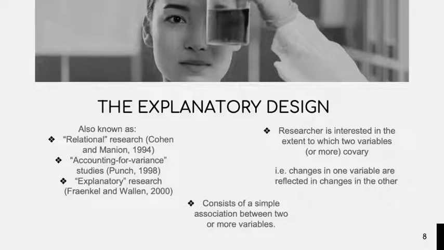So this explanatory research design is a correlational design in which the researcher is interested in the extent to which two or more variables co-vary. That is, where changes in one variable are reflected in changes in the other variable. This design consists of a simple association between two variables, for example, sense of humor and performance in drama, or more than two variables, for example, pressure from friends or feelings of isolation that contribute to binge drinking.